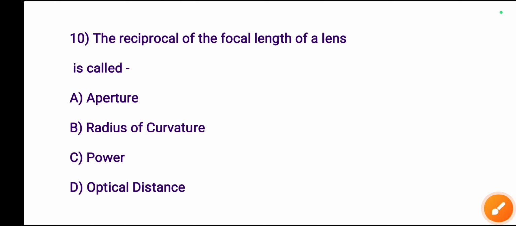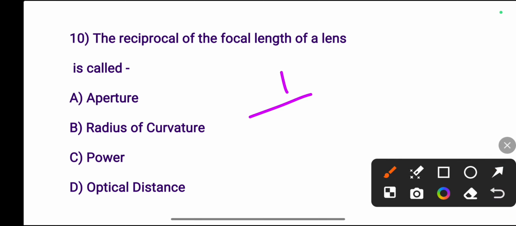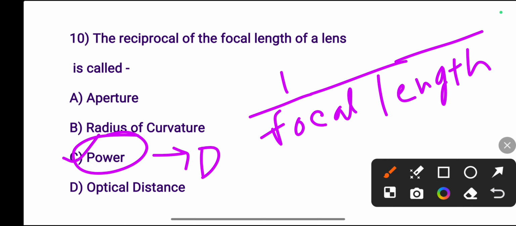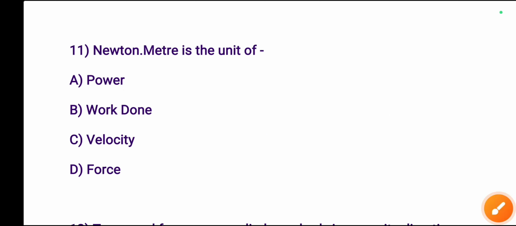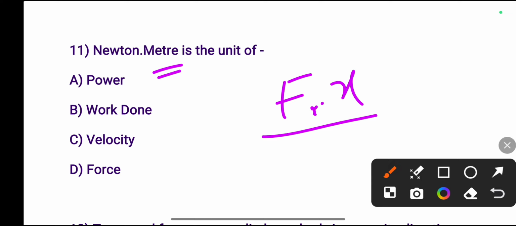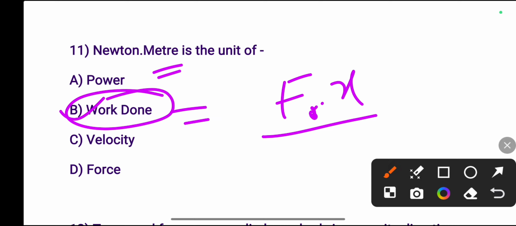Next, the reciprocal of the focal length of a lens is called 1 by focal length. It is called power. The unit of power is called diopter. It is expressed as D. Next, Newton meter is the unit of. Newton is the force, meter is the distance. So force into displacement, that is work done. So option B is the right answer.